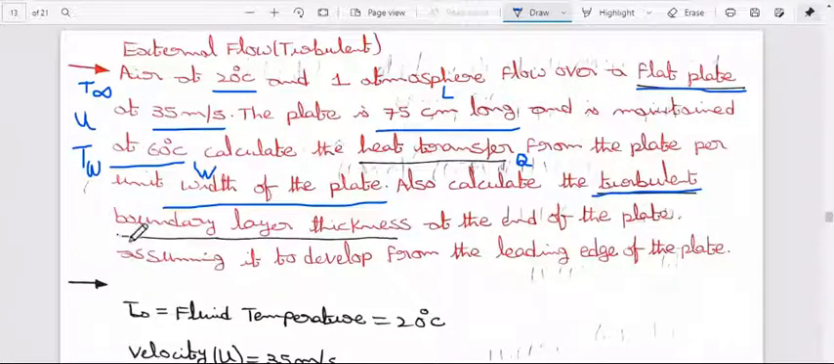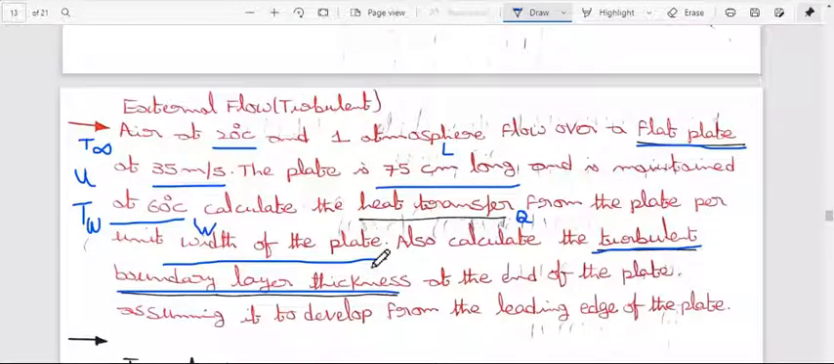Turbulent boundary layer thickness at the end of the plate, assuming it to be developed from the leading edge of the plate. So here now we need to check whether this is laminar flow or turbulent flow.